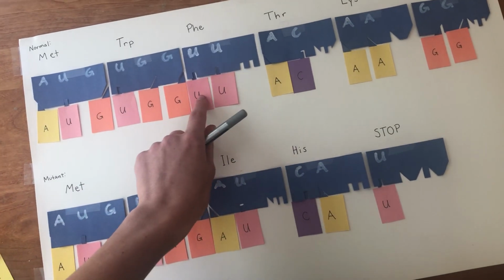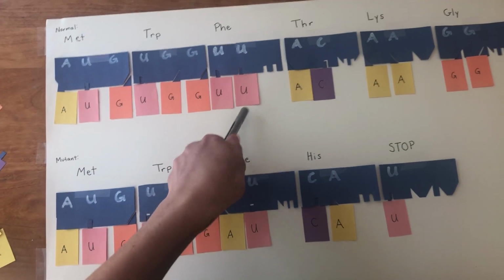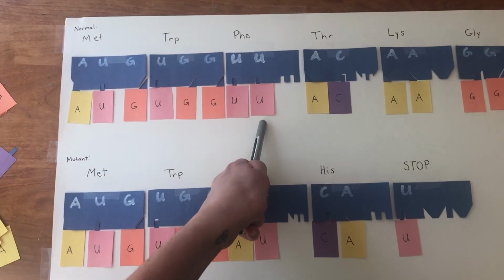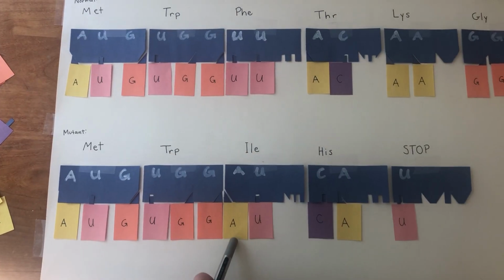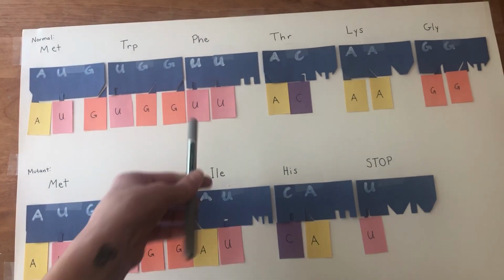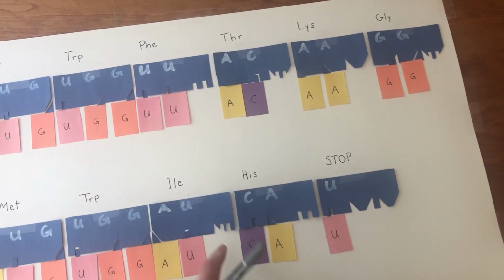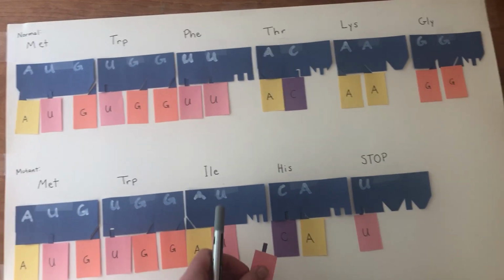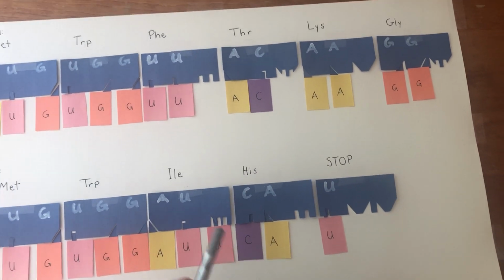If we look at this, we can tell that it is not a deletion because there's no A in this spot, it's a U. So we can assume that this A was inserted, and so that means that this U is supposed to be where that U is. So now we can determine that this is supposed to be a U, and that fits right there for isoleucine.